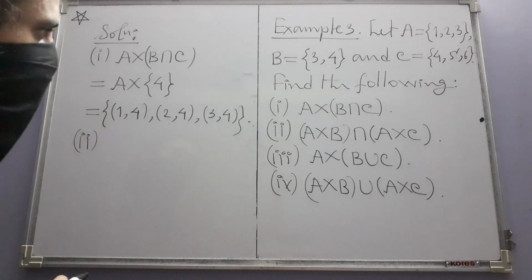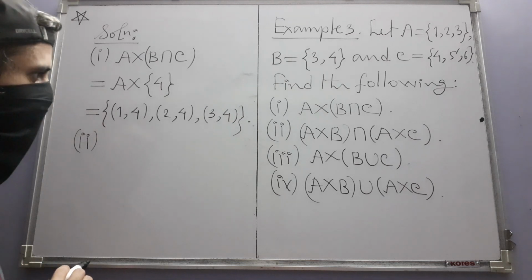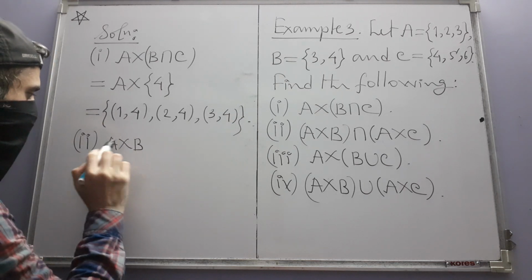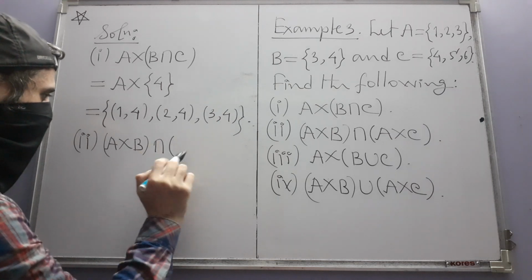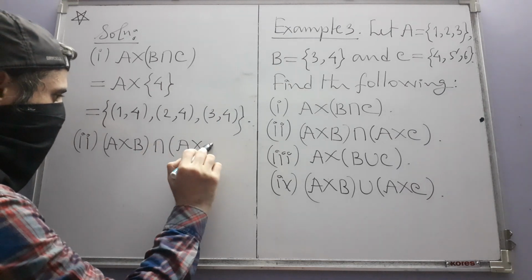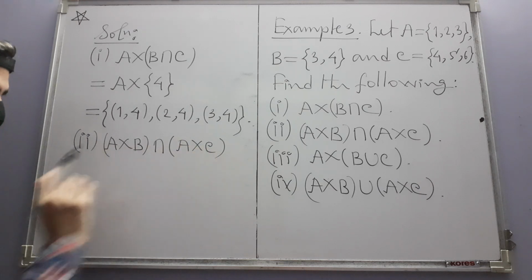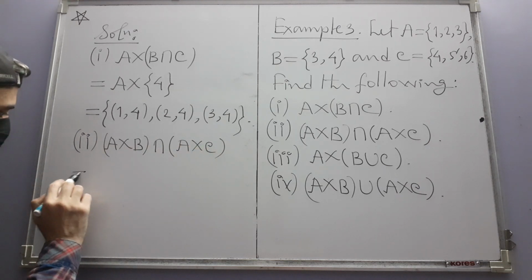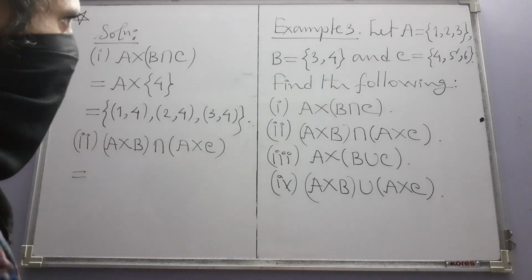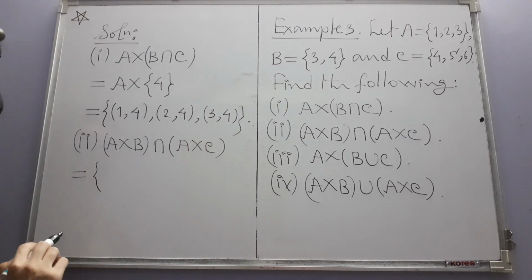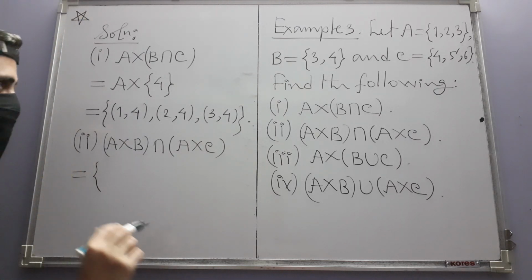The number 2, A times B intersection A times C. The intersection may be small, but we do have to find these two sets first. So what is A times B? This will be somewhat big, so be careful. Again, keep that in mind.